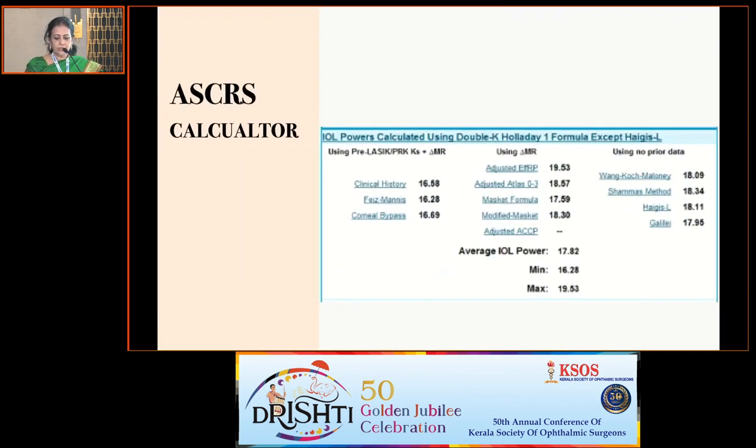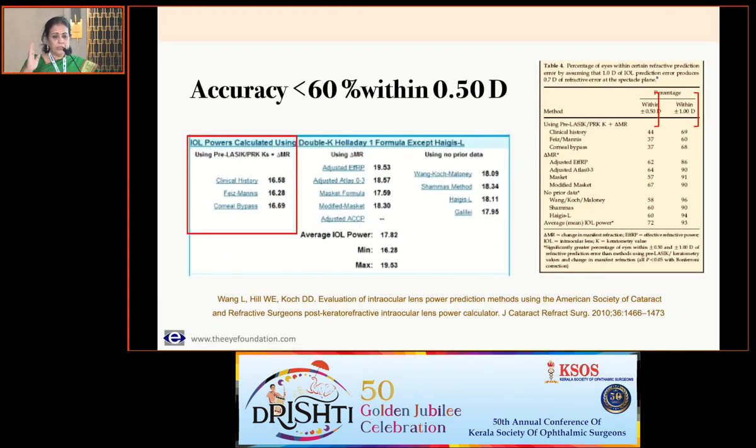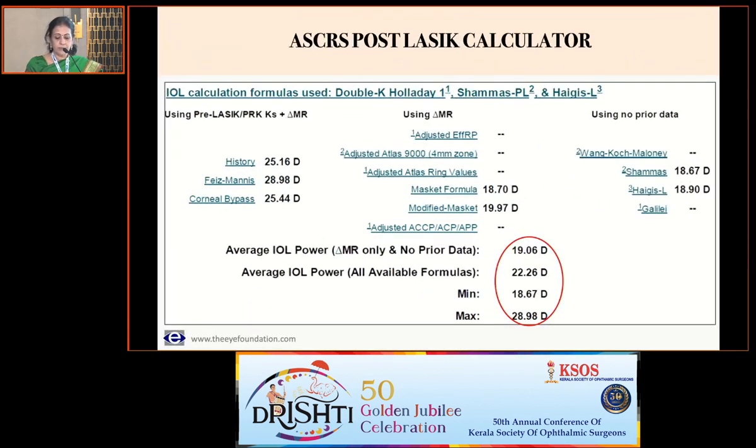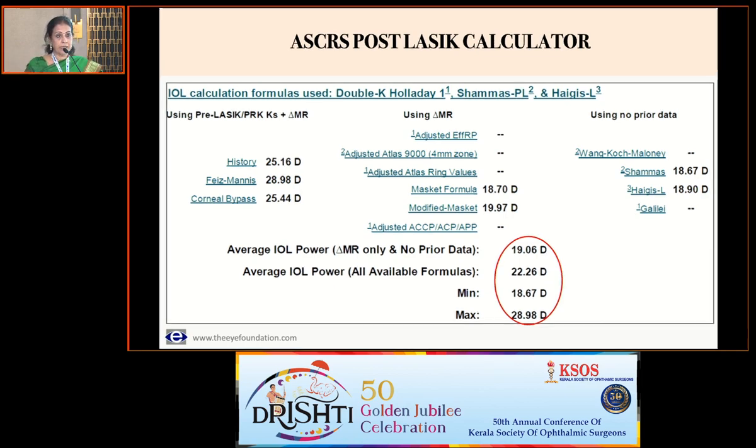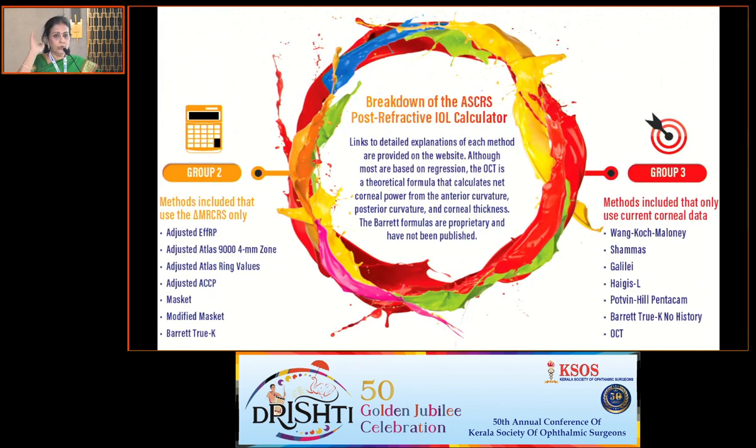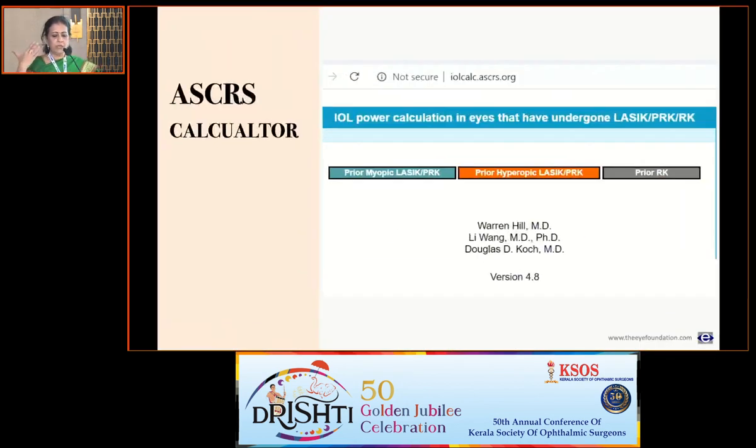The ASCRS calculator earlier had the pre-op corneal details and the refractive change, and then only the refractive change where there was no prior data. But it was seen that in less than 60% of the cases only, you were within plus or minus 0.5 diopters. And then what it used to give was an average value and what would be the least or the max value. And you needed to decide that you can overestimate K in a myope, so use the lowest value. You can underestimate K in a hyperope, so use a higher value. But then the recent ASCRS calculator has done away with group 1. It only has group 2 and group 3. And definitely it goes without saying that the OCT-derived formulas are way ahead.